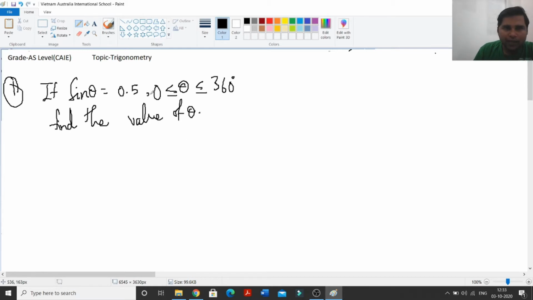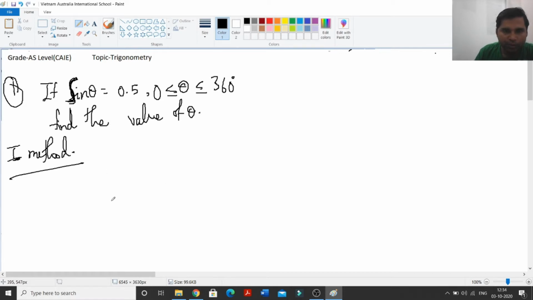As we have already discussed, if sine theta is positive, then it is positive in the first and second quadrant. That's why you will have two solutions, one in the first quadrant, another in the second quadrant, right? So let's quickly learn how to solve this. The first method is the unit circle method. Okay, let's learn how to solve it using the unit circle method.